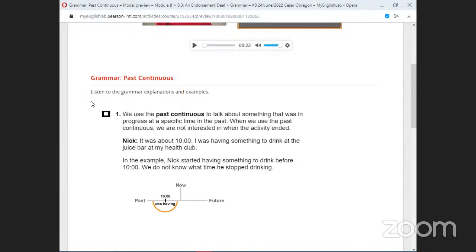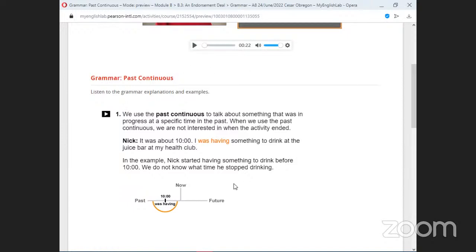We use the past continuous to talk about something that was in progress at a specific time in the past. When we use the past continuous, we are not interested in when the activity ended. It was about 10 o'clock. I was having something to drink at the juice bar at my health club. In the example, Nick started having something to drink before 10 o'clock. We do not know what time he stopped drinking.